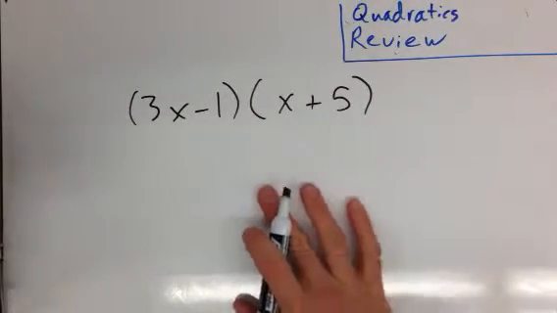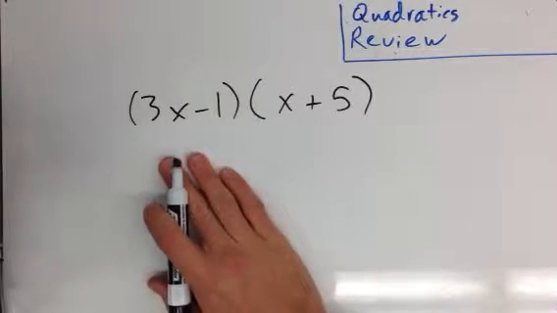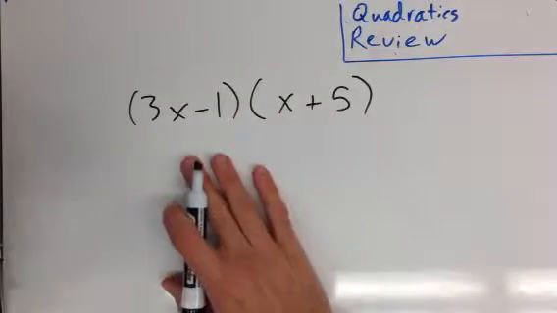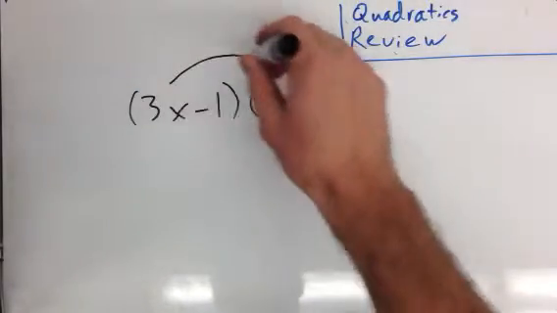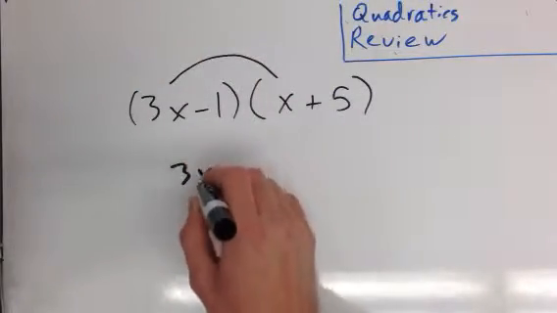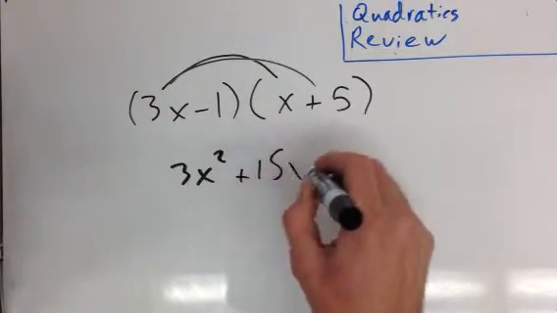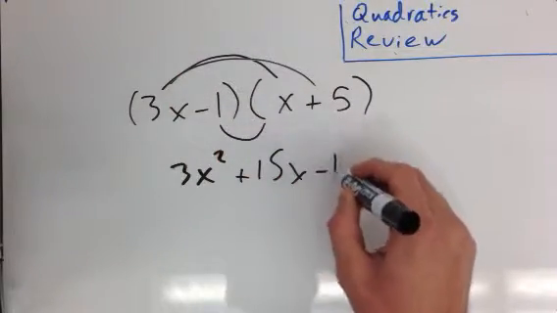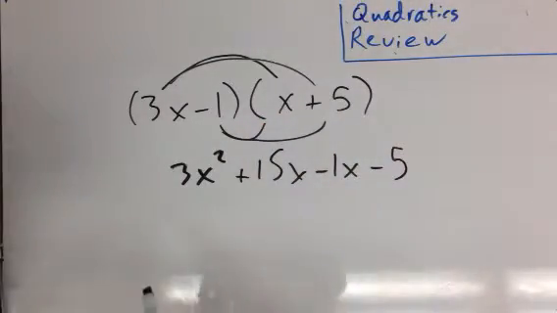So we have our test on quadratics coming up, and this is our review. The first problem is this: we have these two expressions, and we want to FOIL them out, which is basically just multiplying them. So we do our first. 3x times x is 3x squared plus 15x minus 1x minus 5. And we look for things we can combine.